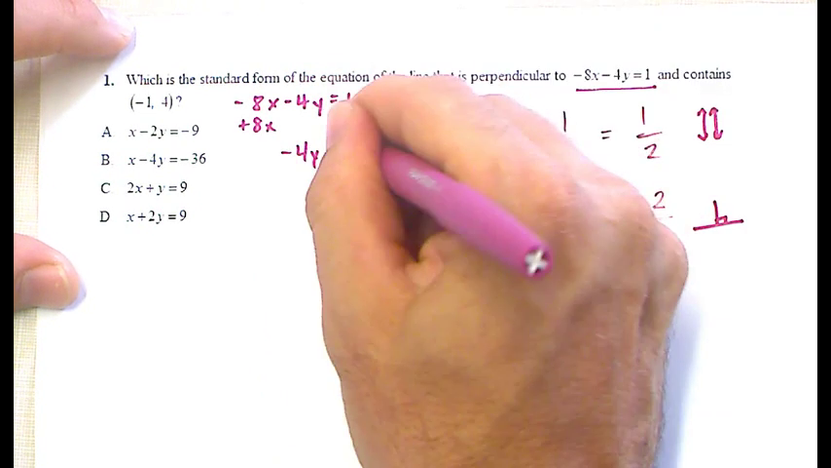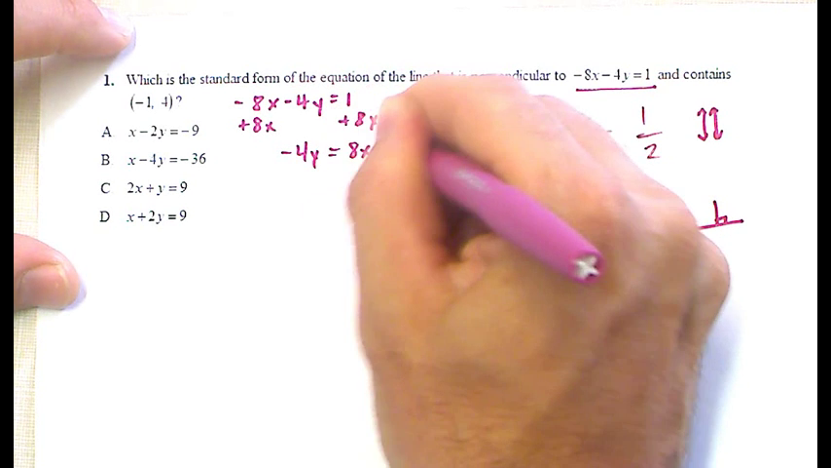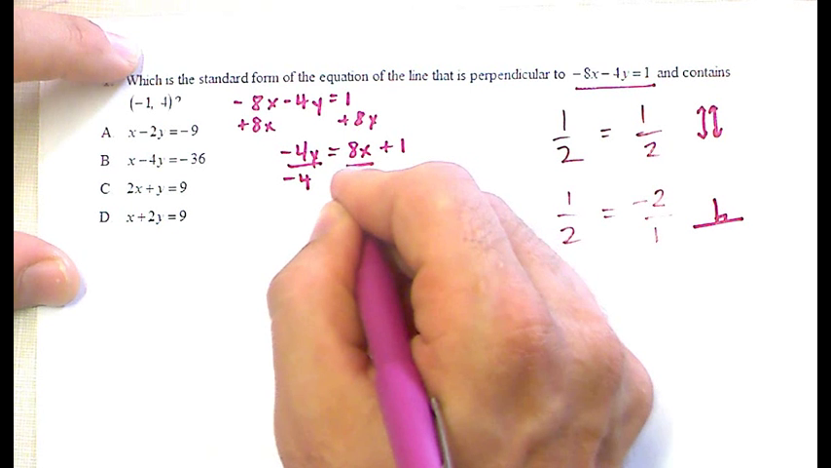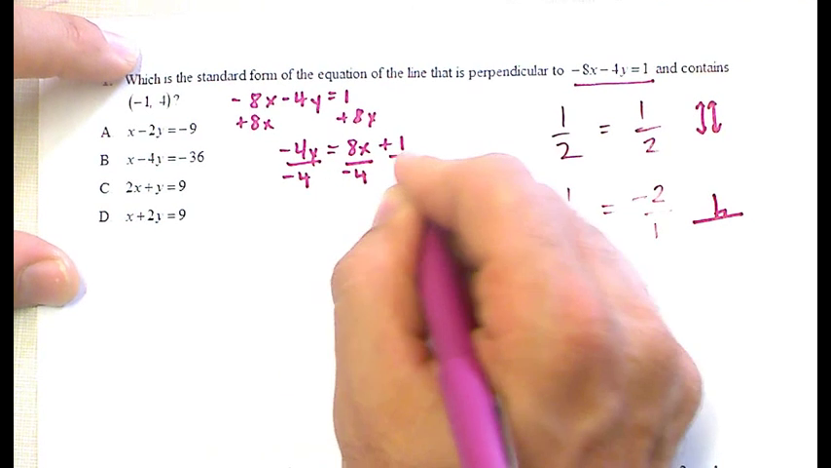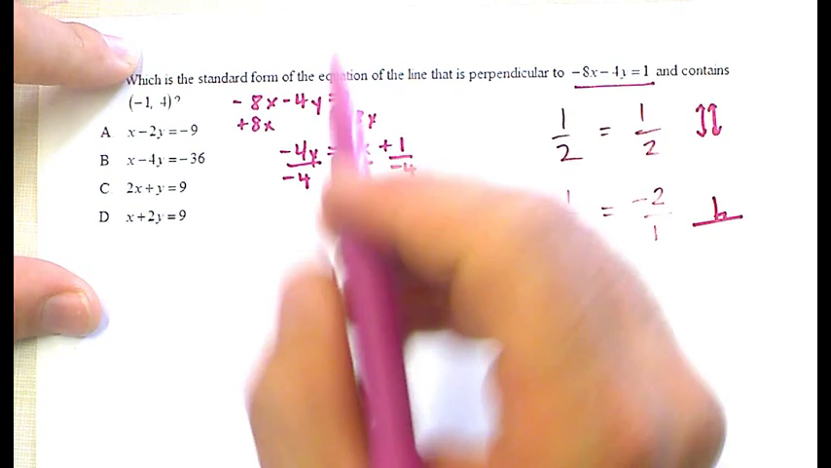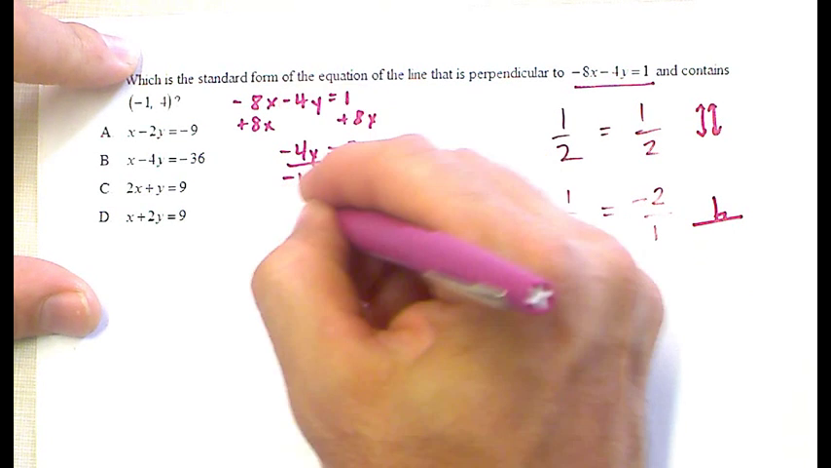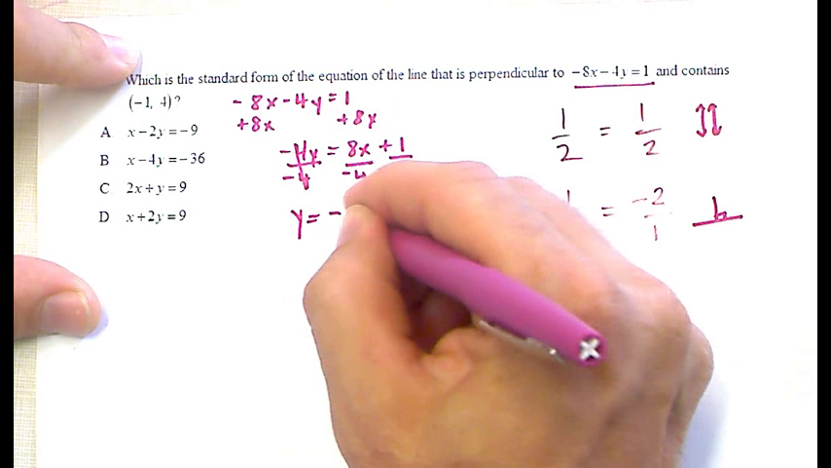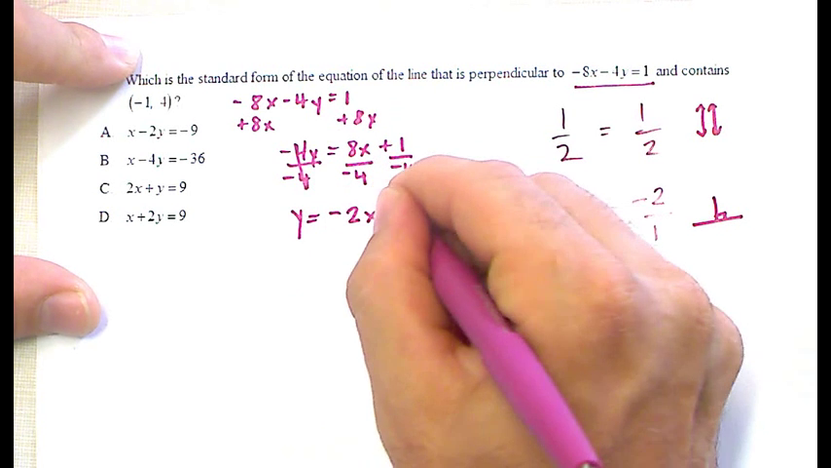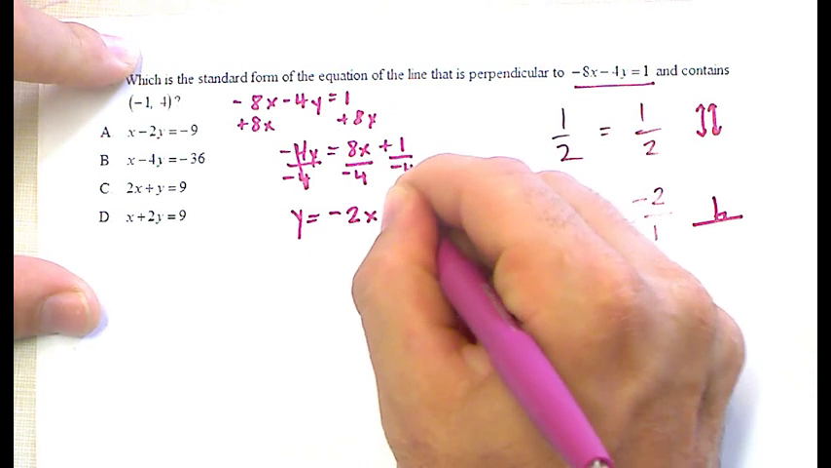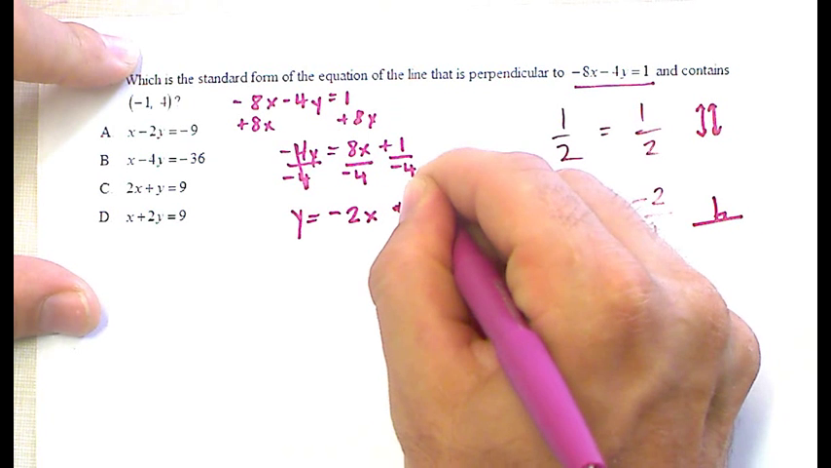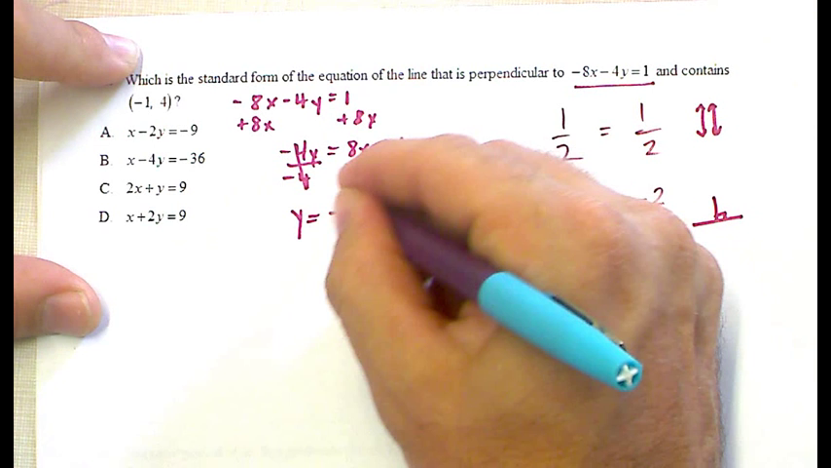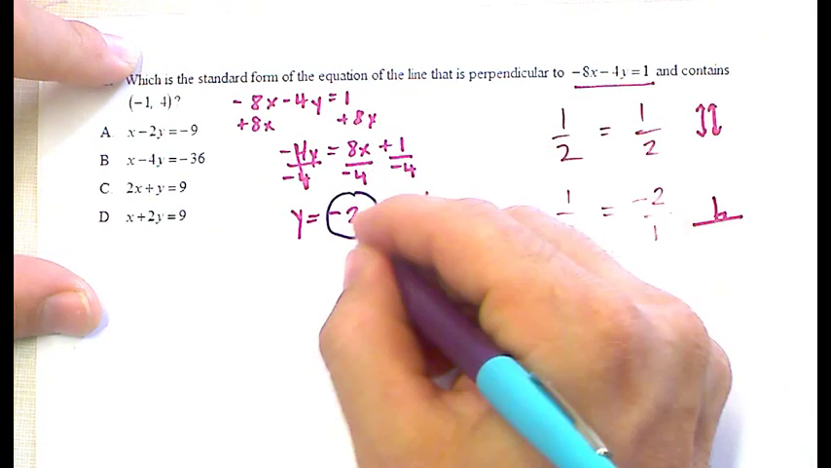So we got 8x plus 1. I'm dividing by negative 4. And one way to find slope is to get your y equals mx plus b, which I have here. Y is equal, this cancels out, to negative 2x plus or minus 1 over 4. Now, the piece of information I'm looking for is the slope. Now, it tells me my slope is negative 2.